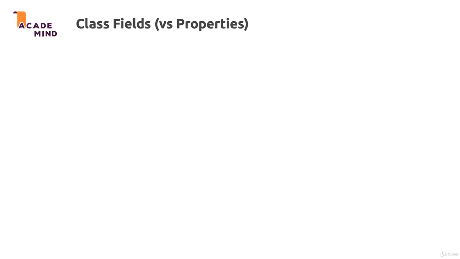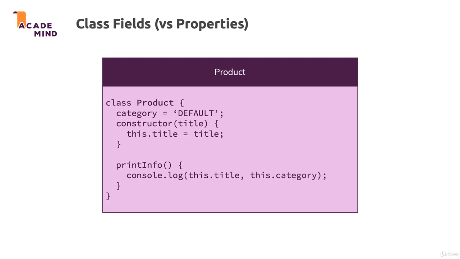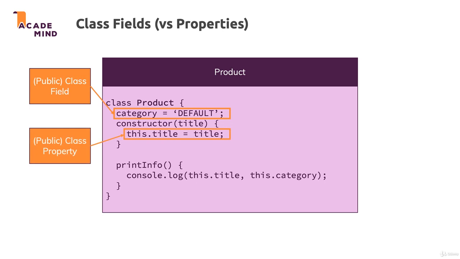So we learned these basics about classes. Let me come back to that class field versus property thing, because it is important to get that right. If you have a class that looks like this, then this here would be called a class field. This here, when you will use it in the constructor, would be called a class property right away. So title is a class property, category is a class field.